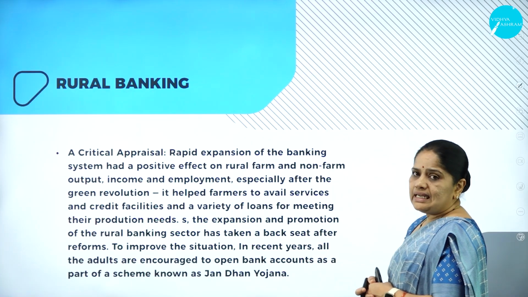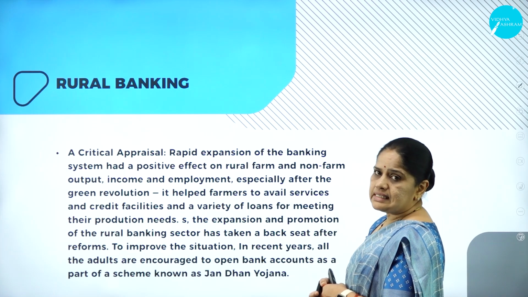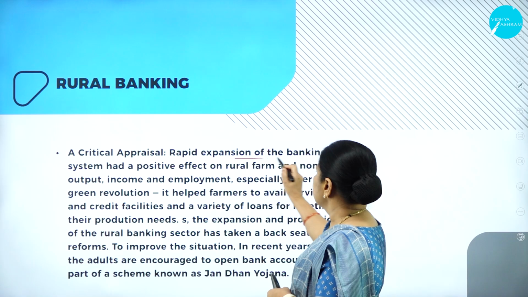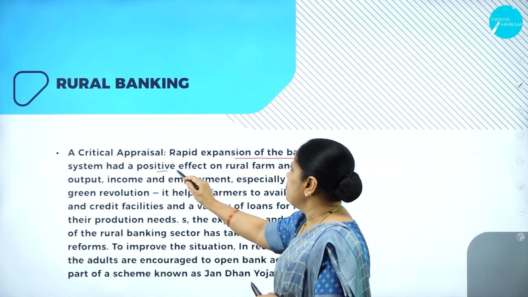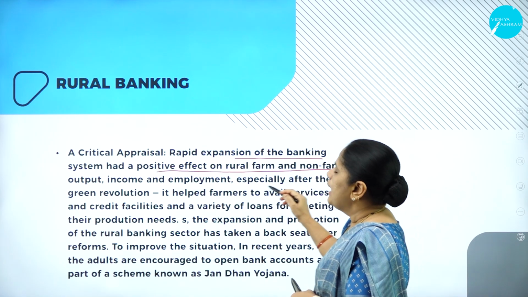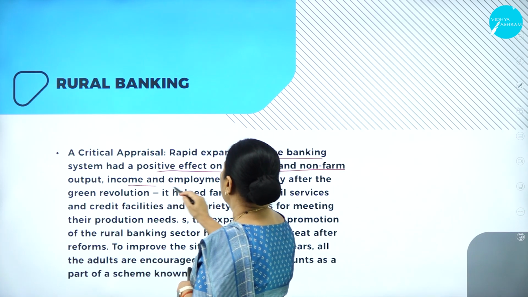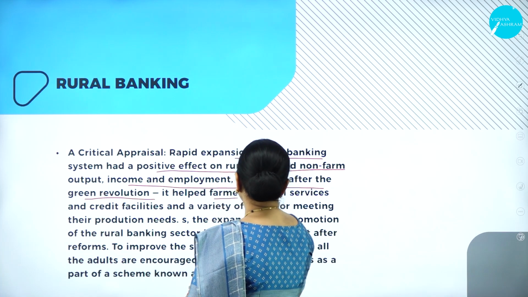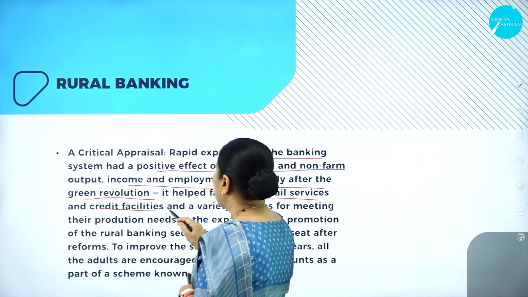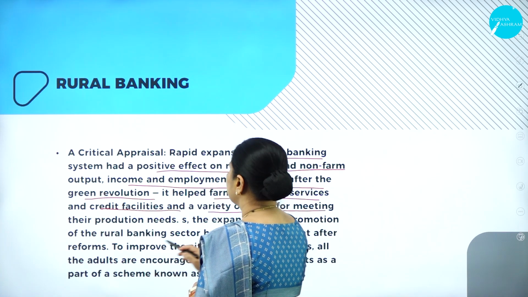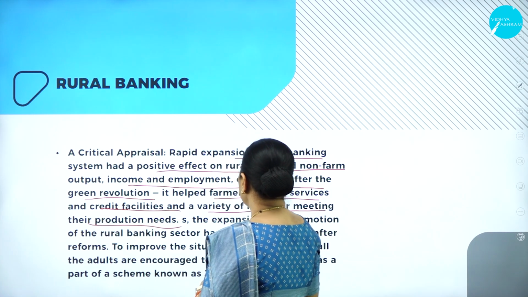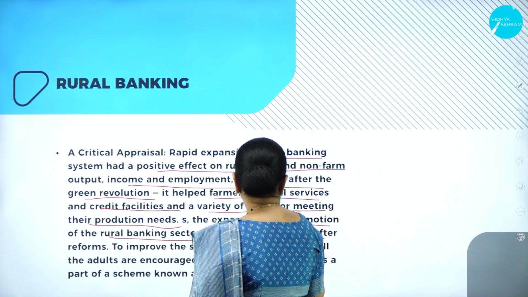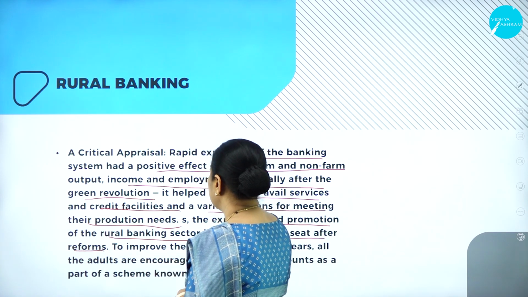Then, the next concept we have to study is rural banking, a critical appraisal. Rapid expansion of the banking system had a positive effect on rural farm and non-farm output, income and employment, especially after the Green Revolution. It helped farmers to avail services and credit facilities and a variety of loans for meeting their production needs. The expansion and promotion of the rural banking sector has taken a back seat after the reforms.